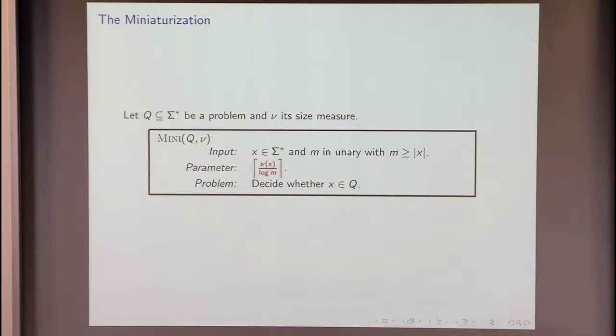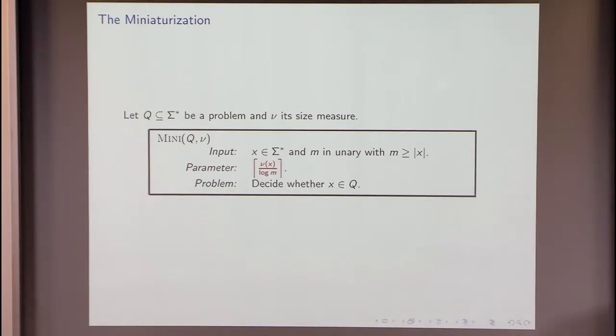Now I introduce this miniaturization mapping between these two theories. This would be the mapping sending problems from classic complexity to parameterized complexity. Imagine you have a problem Q together with a size measure nu. You define the following parameterized problem, which we call mini of (Q, nu). The input would be a problem instance x. You need an additional input, a natural number m in unary, assuming this number m is greater than or equal to the length of x. The parameter would be the roundup of nu of x over log m. And the question is the same: you want to decide whether x is a yes instance.